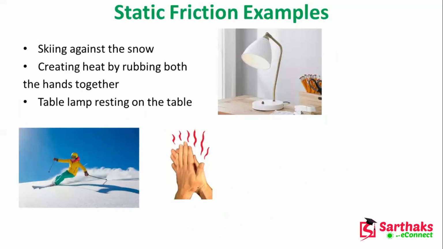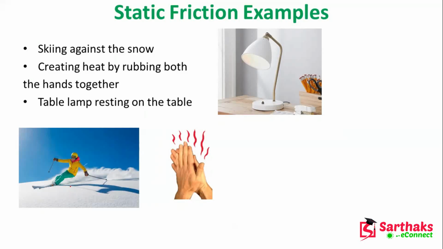Now, static friction examples. Let's see the examples. One person here in this figure, you can see that he is skiing against that snow. So that means he is moving against the static friction. Another example is creating heat by rubbing both the hands together. In winter season, all of us sometimes do this. Whenever the weather is very cold, at that time you can see that we are rubbing our palms. So we are rubbing our hands together, that creates some heat.